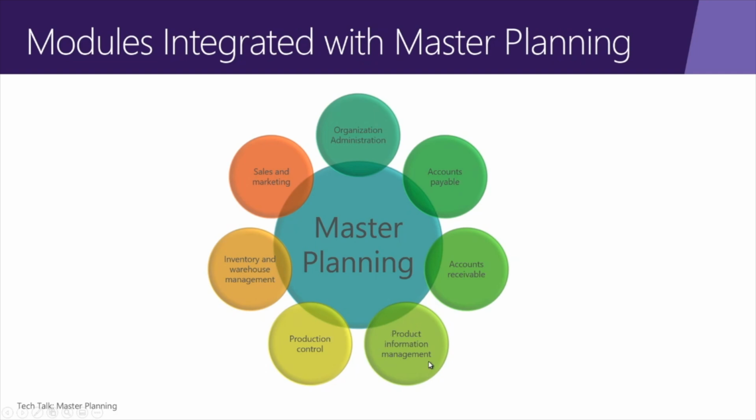Also, product information management, that's where you are defining your items, the products that master planning will be planning on. So that's also heavily integrated. There are lots of settings in the product information management module that we'll be looking at today that you will have to set up in terms of supporting master planning. And accounts receivable, again, that's where your customers live, that's where your sales orders live. So it's heavily integrated there, as well as accounts payable. That's where your purchase orders and your vendors live. So it's also integrated with accounts payable.